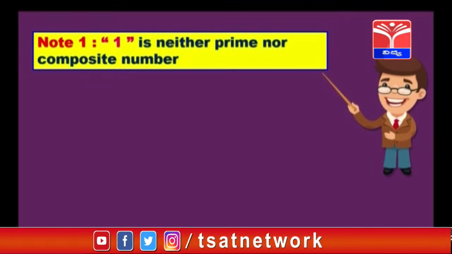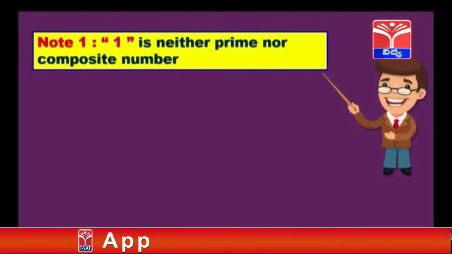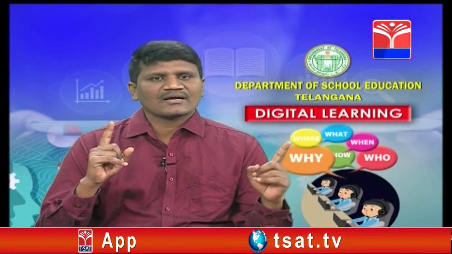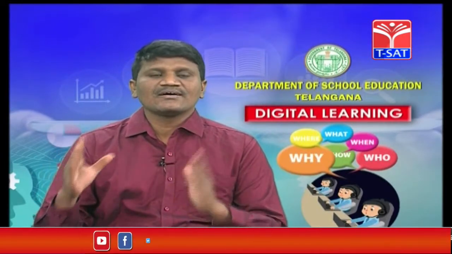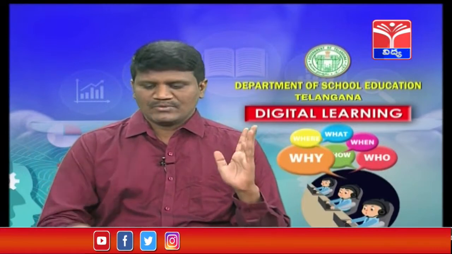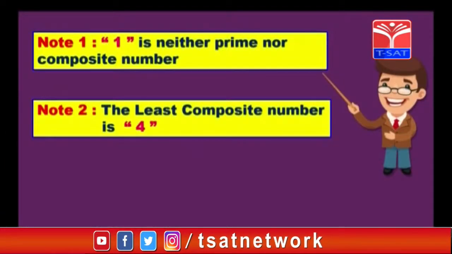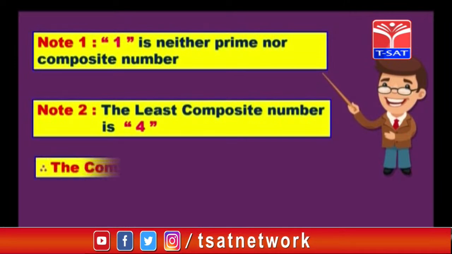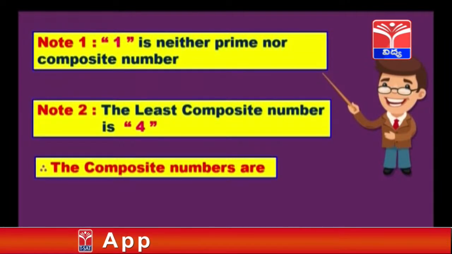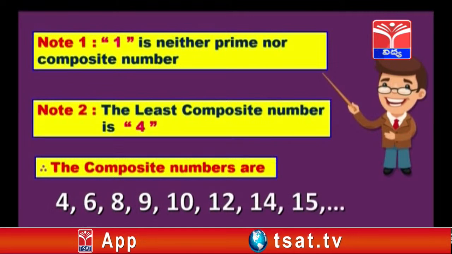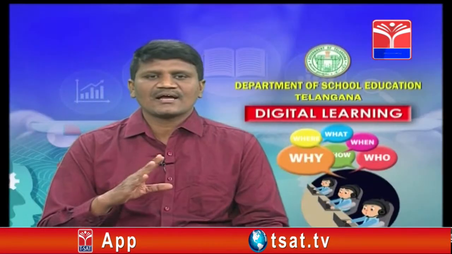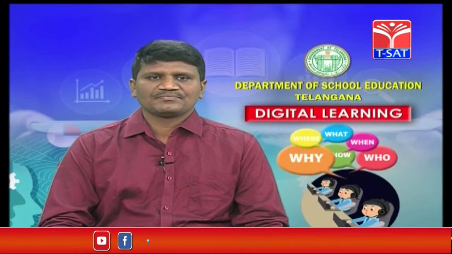Now let us see one note here. 1 is neither prime nor composite. If you observe the natural numbers 1, 2, 3 and so on, 1 is neither prime nor composite, 2 and 3 are prime numbers, and then 4 is the first composite number, the least composite number. The composite numbers start from 4, 6, 8, 9, 10, 12, 14, 15 and so on.